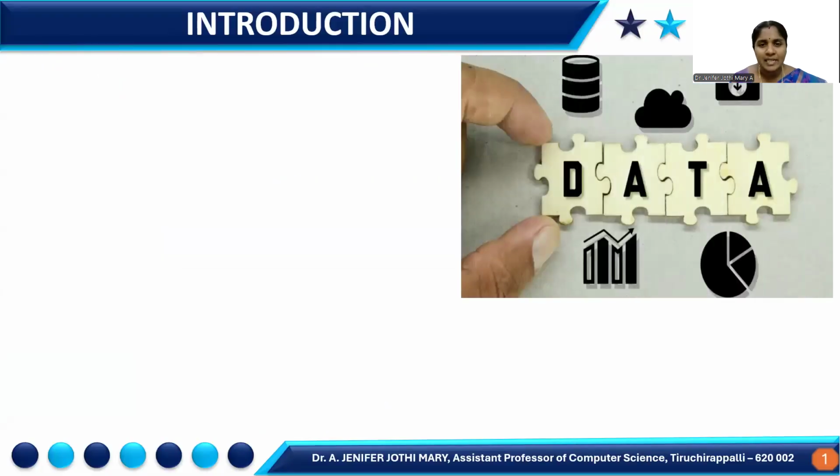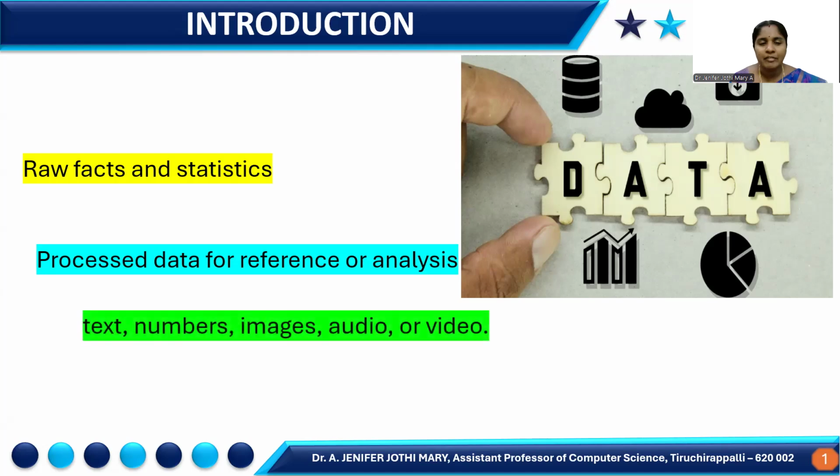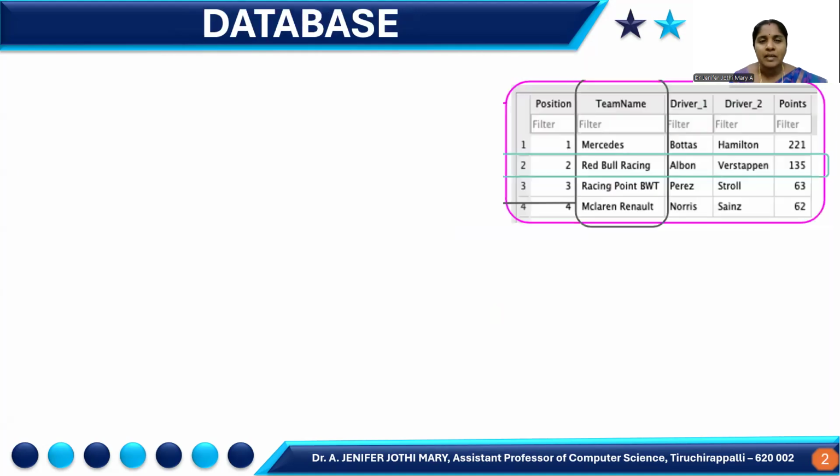Data. What is the data? Data is nothing but a raw fact or material and statistics which are processed for further analysis and references. The data can be in the form of text, numbers, images, audio, or video. For example, 5 is a number and Ravi is a text.